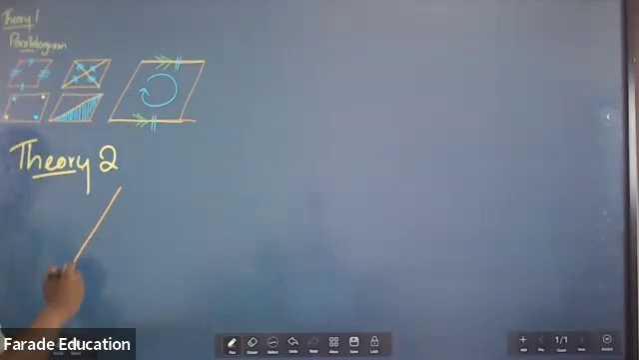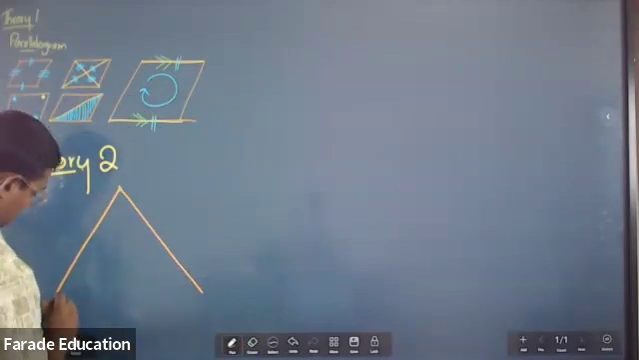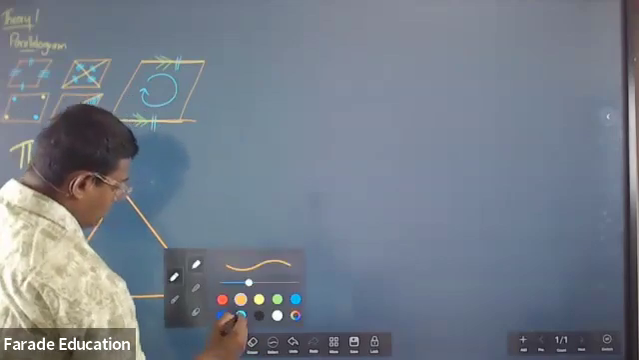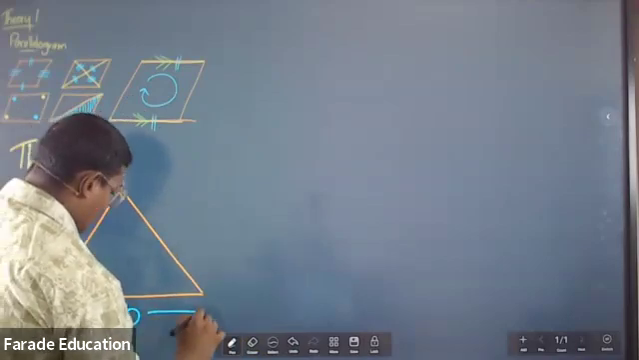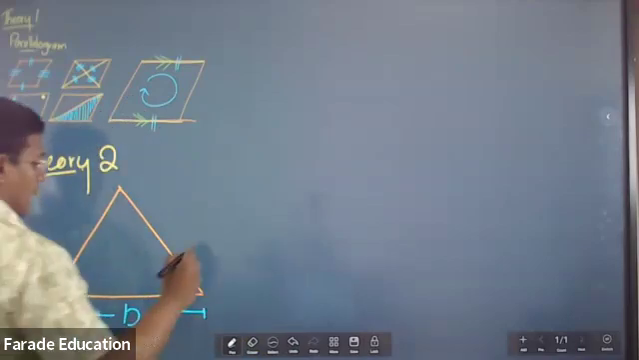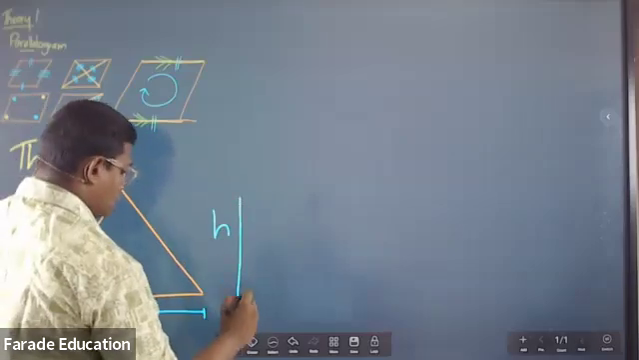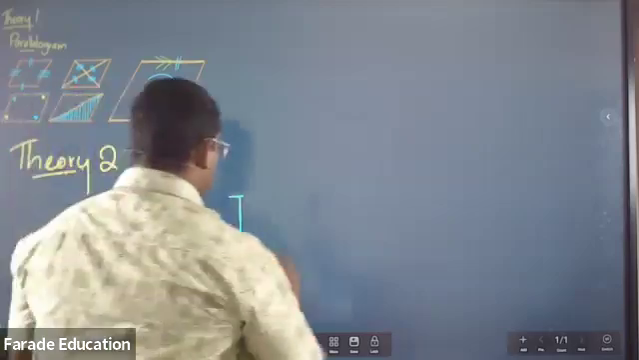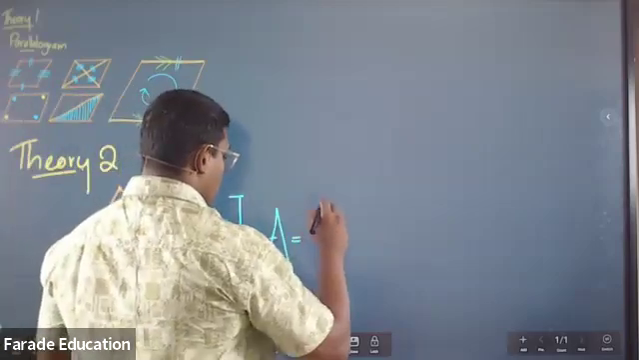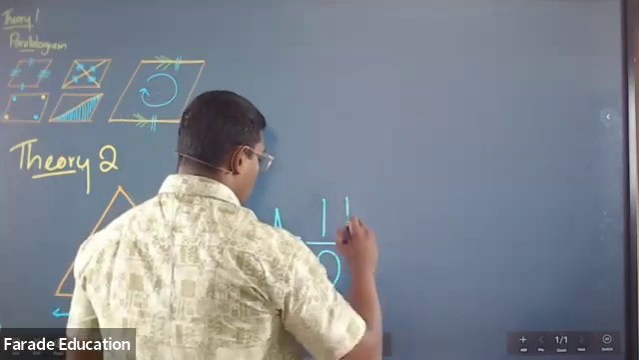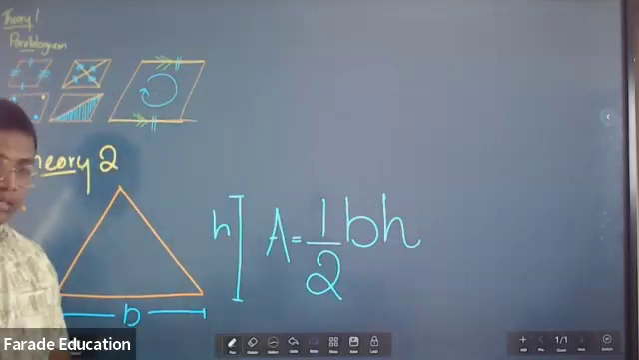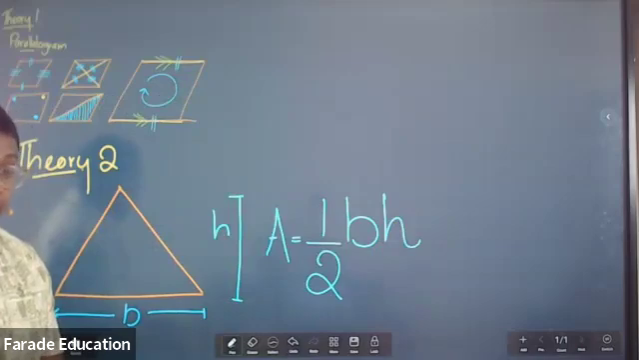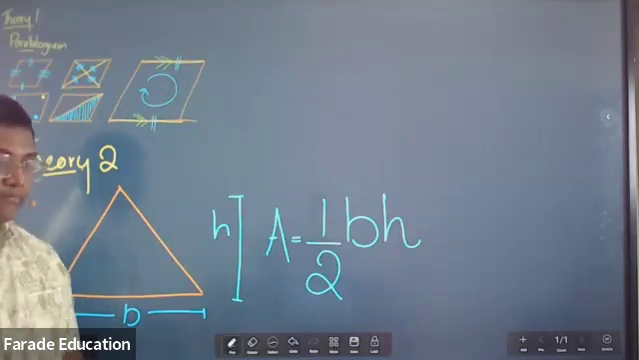When I take a triangle, we'll say with the base B, and the perpendicular height to be h. How do you find the area? Area equals half into base into perpendicular height. Clear? The area of a triangle with the base B and height h is half into base into the perpendicular height. This is theory number 2.